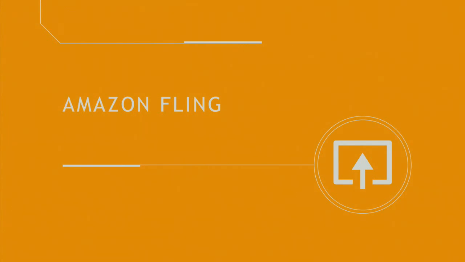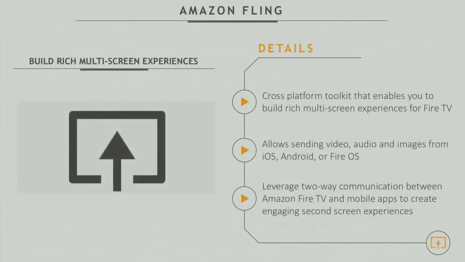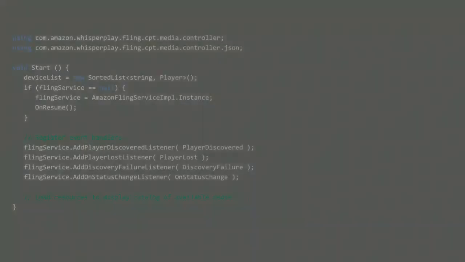And even though the logistics under the covers are radically different than for mobile ads, calling the APIs follows the same simple pattern. So again, the basics first, Fling, it's just a toolkit. It works on iOS, Android, and Fire OS. It allows you to build these multi-screen experiences and send media back and forth between your mobile app, regardless of the platform, and Fire TV. And it also allows those devices to communicate in both directions, so it's possible to create these engaging second screen experiences.